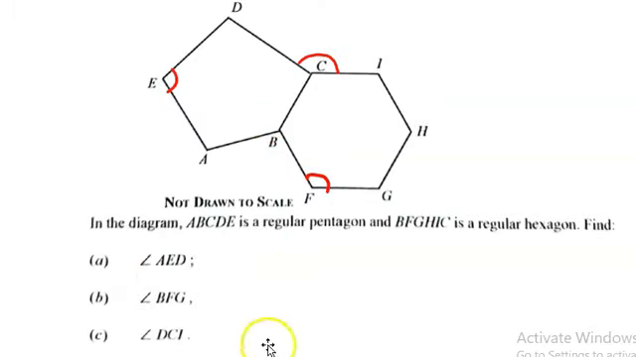Now let's look at the third one, angle DCI. This is the angle. Now we know that each internal angle of a pentagon is 108 and that of the hexagon is 120. Now this forms a circle here. So this angle plus this, that plus that, will give us 360. So that is what we will use.